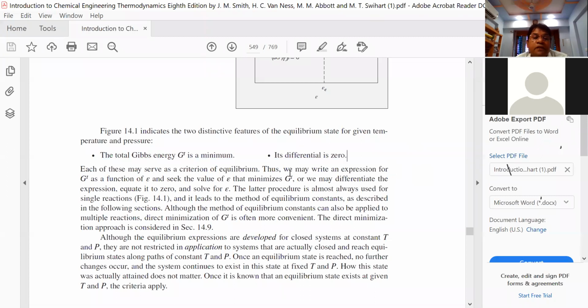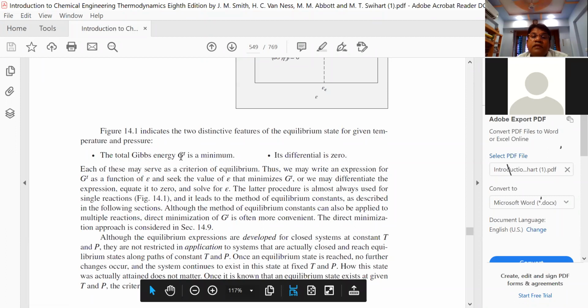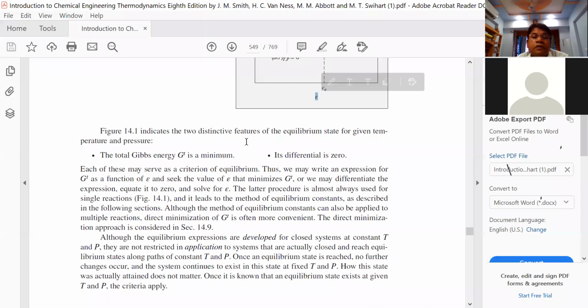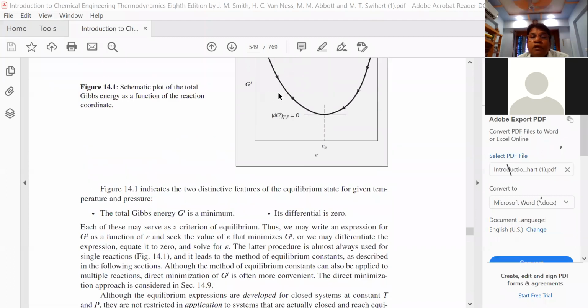Now with this criteria, we will develop an expression for how to relate this G with our extent of reaction. So G has to be related to chemical potential. Then chemical potential we can relate to fugacity and activity, fugacity coefficient and activity coefficient, and they will in turn relate to our extent of reaction and mole number.